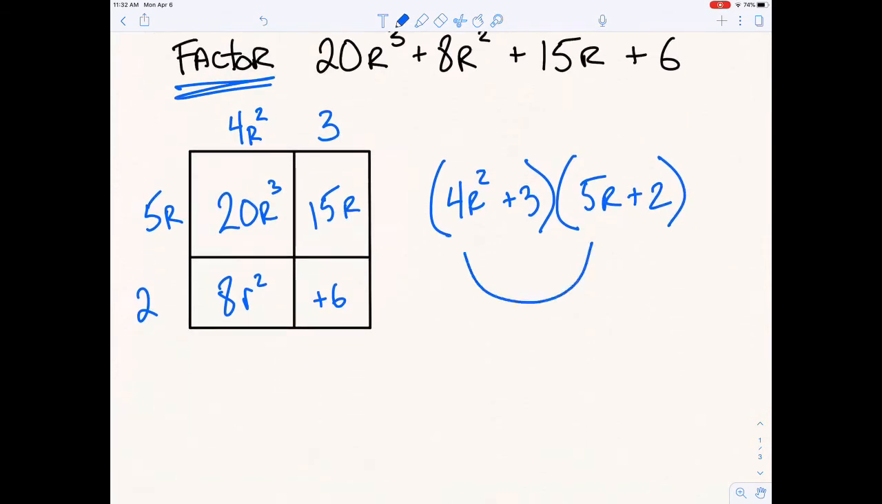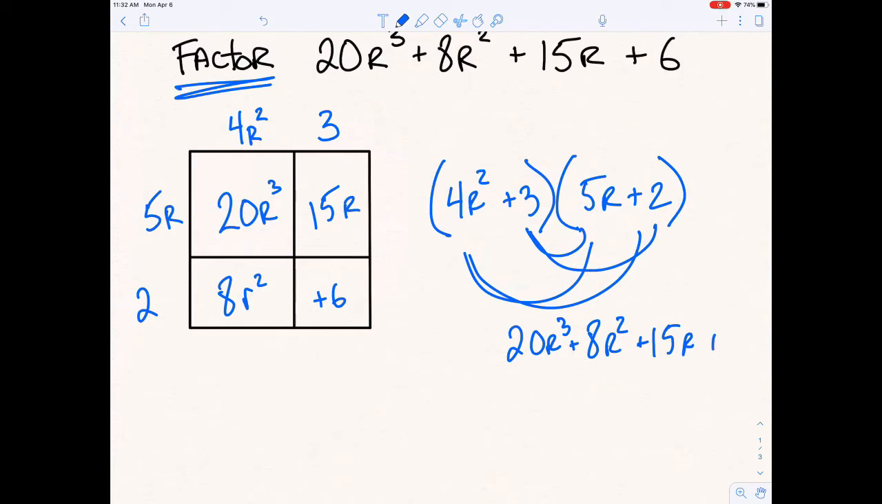I'm going to double check it. I've got 20r cubed. I've got 8r squared. I've got 15r. And I've got 6.